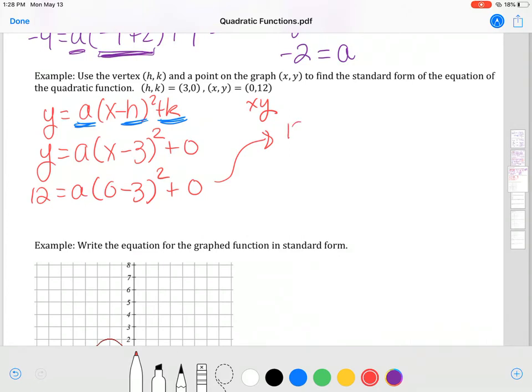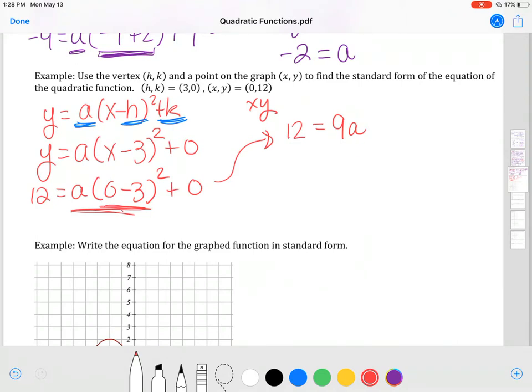I have 12 is equal to, I do inside here first, 0 minus 3 is a negative 3. When I square negative 3, that gives me a positive 9. So I'm left with 9a. And then I have a plus 0, but this time I'm not going to write it in.